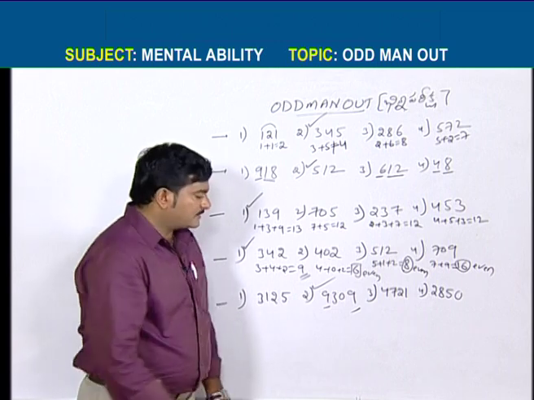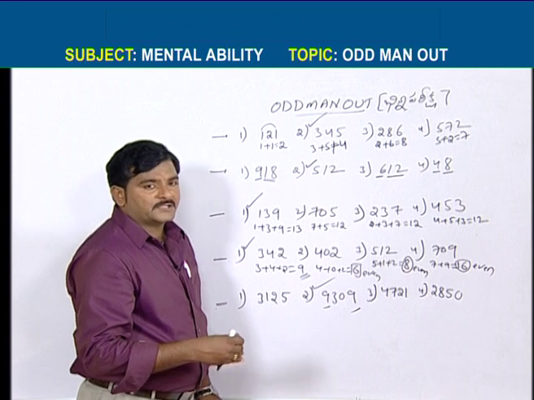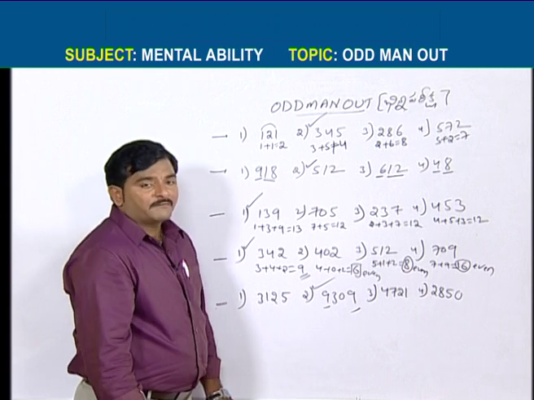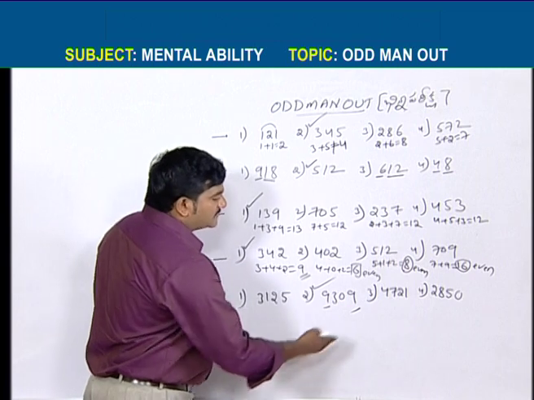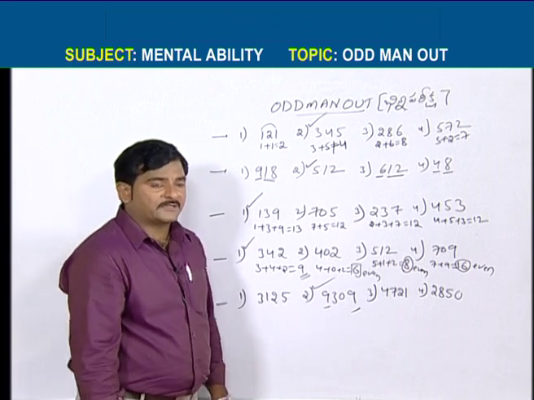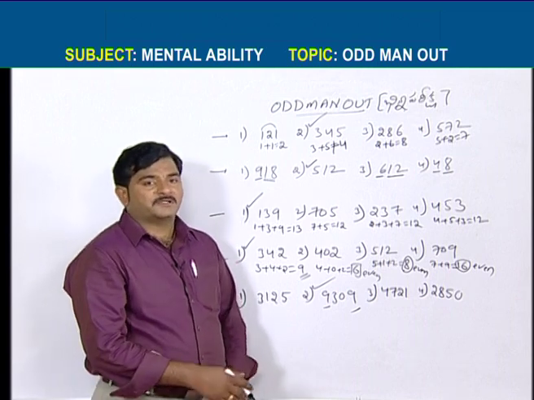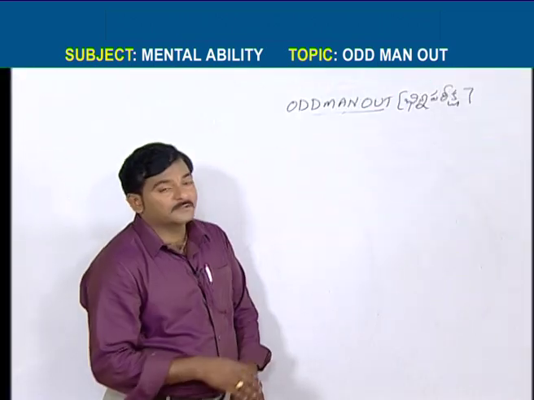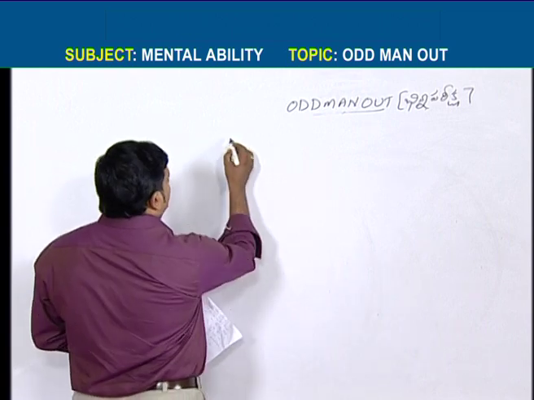You need not waste much time on this. It's a simple logical question. The logic is that one number is repeated twice and no other number is repeated. That's why the answer for this last question is the second option. We will discuss some other problems. Just focus on this model. We will discuss some other models regarding number odd man out.